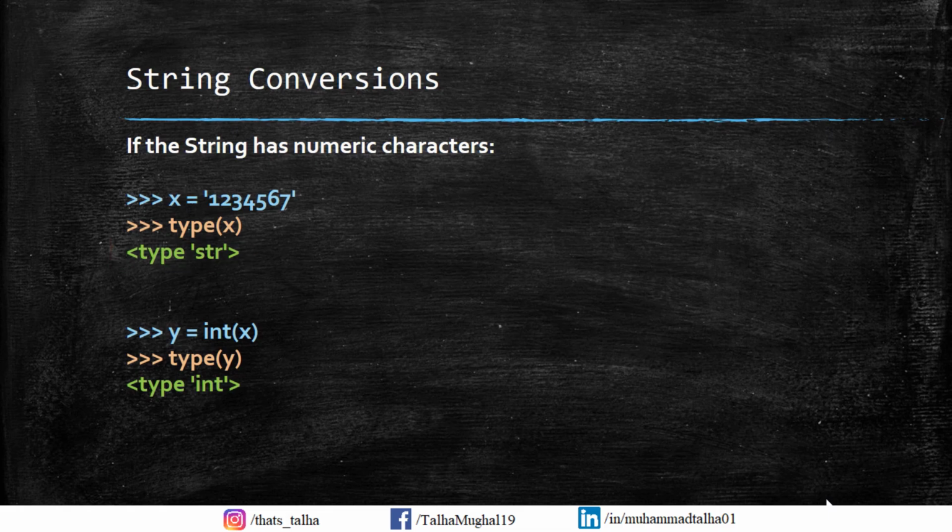In the next step, I will put that x, in which I stored my numeric characters, into an integer function. I will store the value of that integer into a new variable y, and this time I will find the type of this new variable y, and as a result I will get the type as int, which means that we have converted our data type from string to integer using the int function.